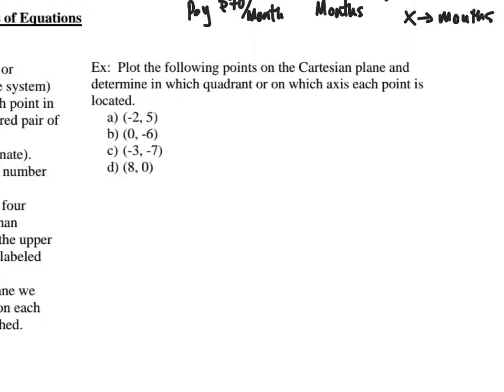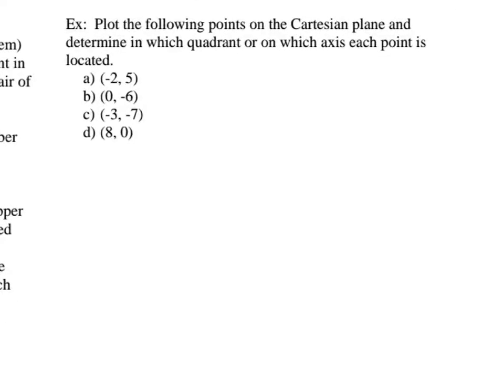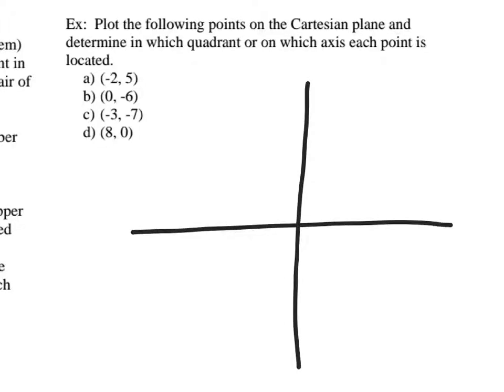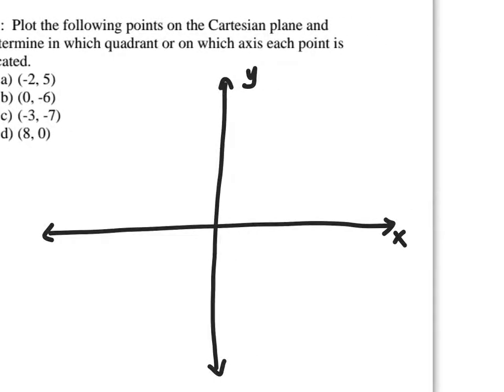So on this example, it's asking us to plot the following points on the Cartesian plane and determine in which quadrant or which axis each point is located. So when I draw a Cartesian plane, it's similar to the one I had before, but it's more of a T-chart, or more of like a cross like this, okay? And this entire horizontal axis is my x-axis, okay? This entire vertical axis up here is my y-axis, okay? Let me just write that in, that this is my x-axis. Make sure you guys are writing small. I apologize, I may go off the page a little bit. And up here is my y-axis.